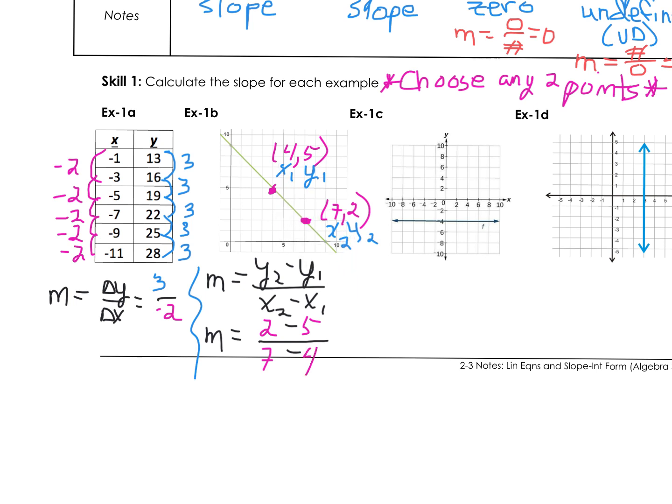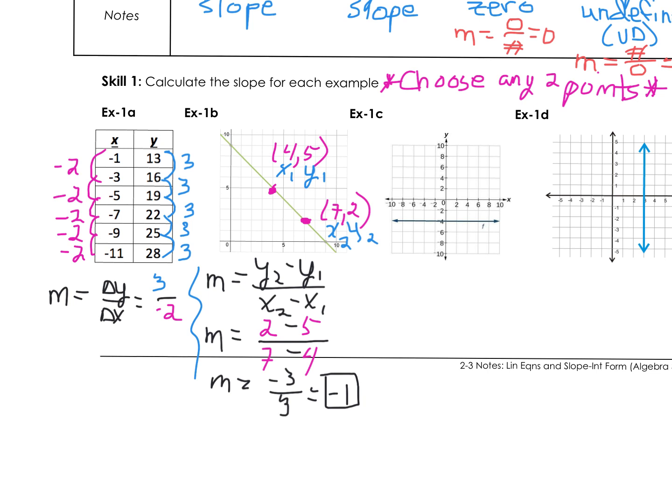And then you either use a calculator or do the math. So 2 minus 5 is a negative 3. 7 minus 4 is a positive 3, which turns out to be negative 1. So the slope of this line is negative 1. And if you think about it, the tip of this line right here is pointing towards quadrant 2, which is a negative quadrant. So it makes sense that we would have a negatively sloped line of negative 1.